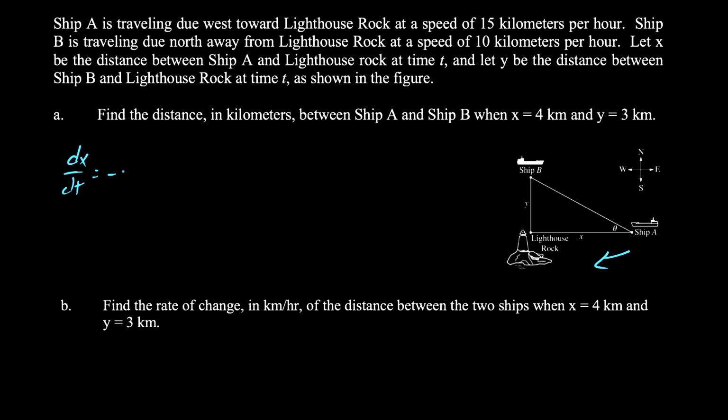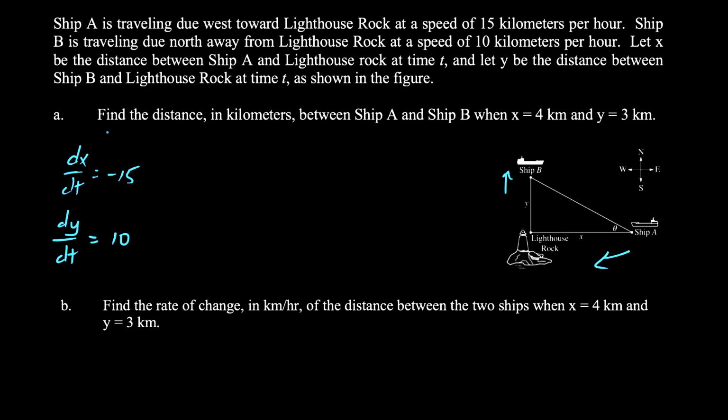I'm not going to worry about units here yet. And ship B is traveling away, north. So we're going to have dy/dt equal to 10. Again, units are all fine there. So we have our given distances in terms of x and y, like they say, at time t, and y is that distance.